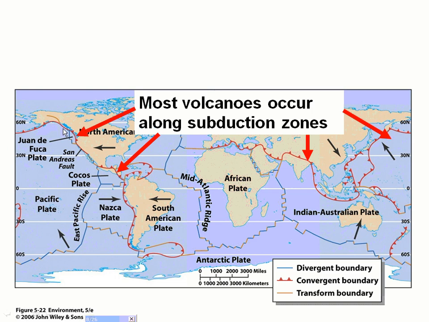Here we have most of our volcanoes occur along subduction zones. This was the slide I showed you when we talked about volcanoes in the first semester, first quarter. Most of our earthquakes occur along transform boundaries. It's when the plates are sliding past each other, like the San Andreas Fault.